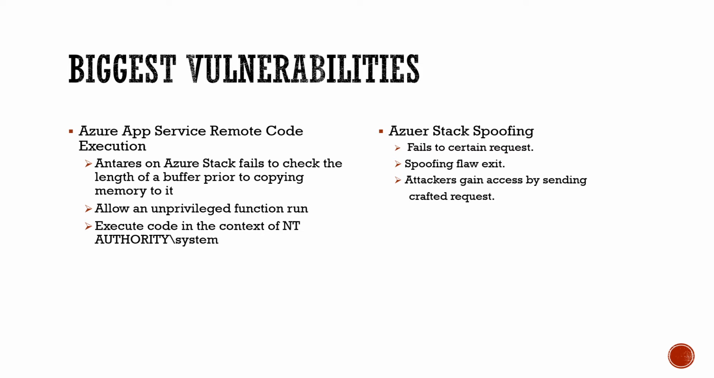Moreover, there are a number of big vulnerabilities in the system. Here I mention two. The first one is Azure App Service remote code execution. In Azure Stack, it fails to check the length of the buffer prior to copying memory to it. As a result, an attacker gets unprivileged access. The attacker can run unprivileged functions on the cloud, and moreover execute code in the context of NT authority\system. It means this code runs in the context of NT authority, and they escape the sandbox.